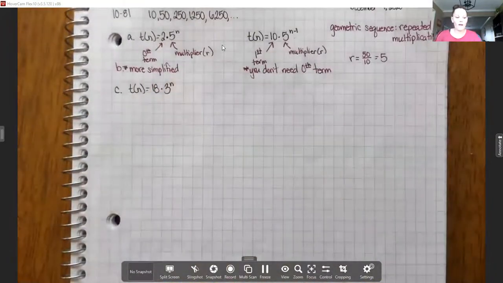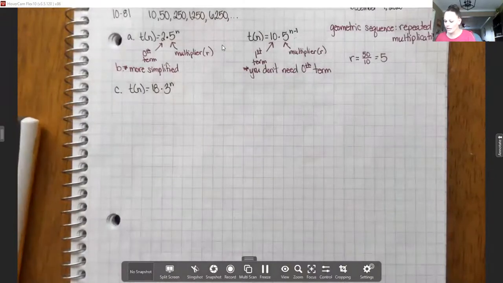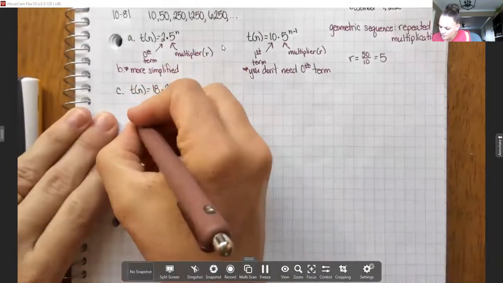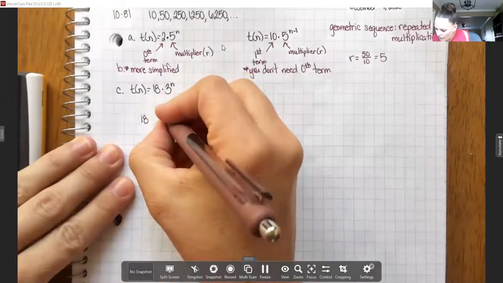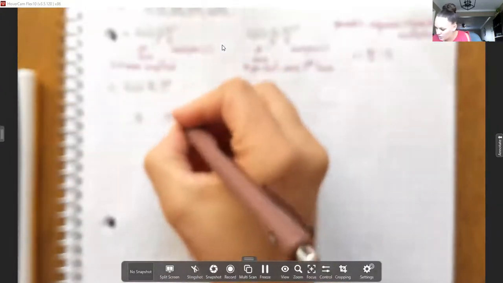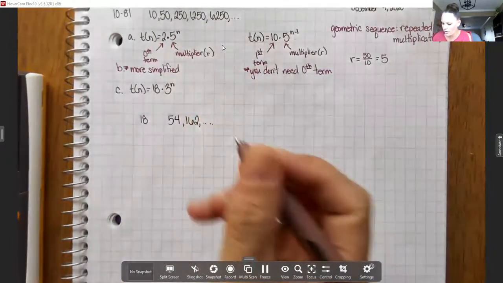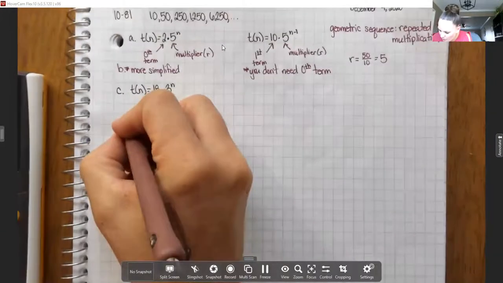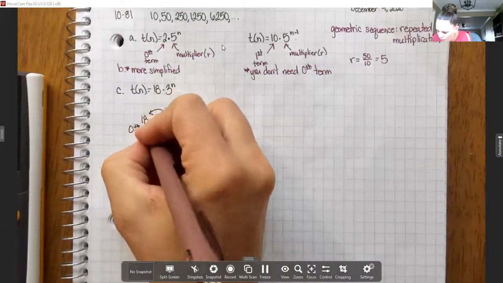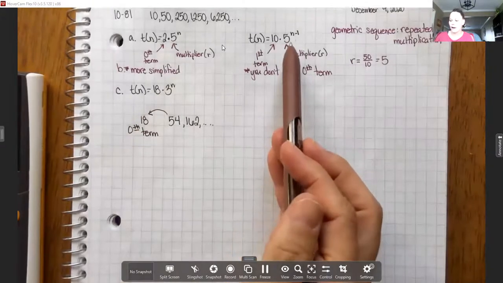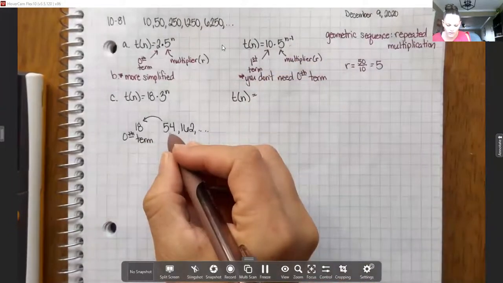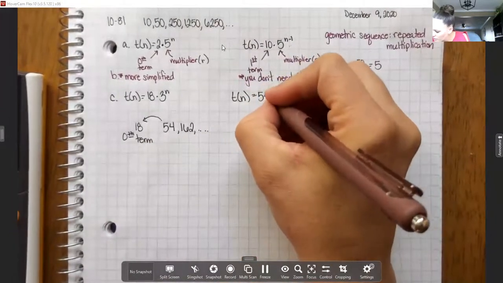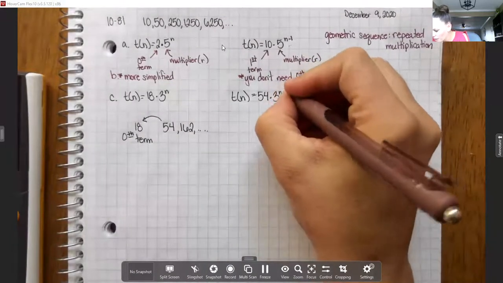So if I were to write out this sequence, again, I know 18 isn't part of the sequence, but if I take 18 and I multiply it by 3, I get 54. And then if I multiply by 3 again, I get 162, and so on. So this 18, remember that's our 0th term. We don't actually want it in our equation when we write it this way. When we write it this way, our equation uses the first term. So our first term here is 54. And it still uses the same multiplier, but our exponent is n minus 1.